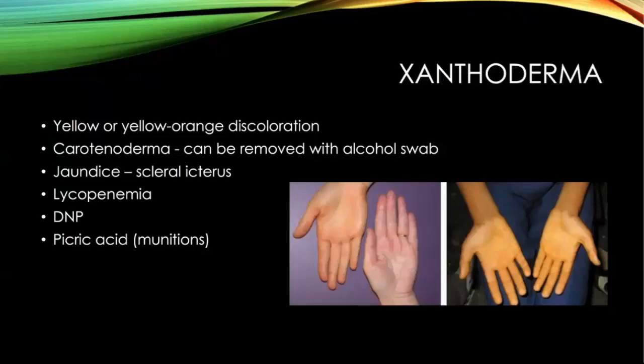Lycopenia also occurs from excessive consumption of tomatoes. And then there's other exposures like dinitrophenol and then picric acid, which is used in munitions. And these can all cause xanthoderma.